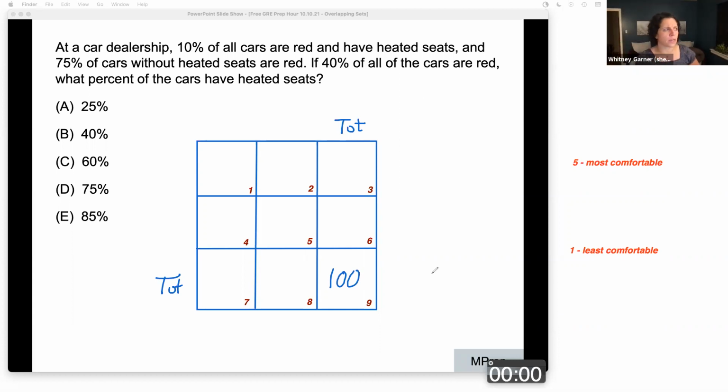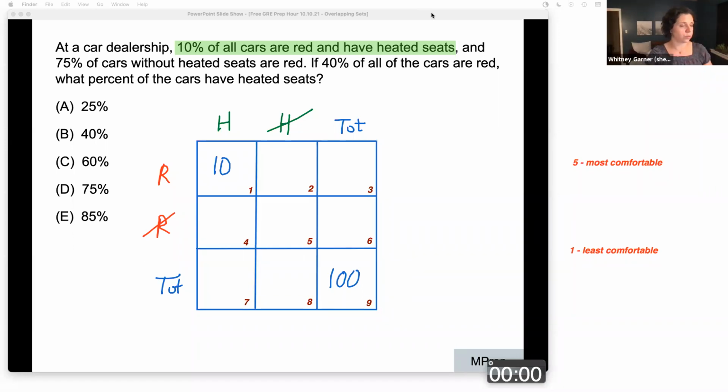Where in the world am I going to put the information about 10%? Which box represents the cars that are red and have heated seats? So I'm going to make red cars along the left-hand side, and I'll do heated seats across the top. So 10% of all cars are red and have heated seats. So 10% of 100 are red and have heated seats. Okay, cool. I can do that. That'll be a 10 here.